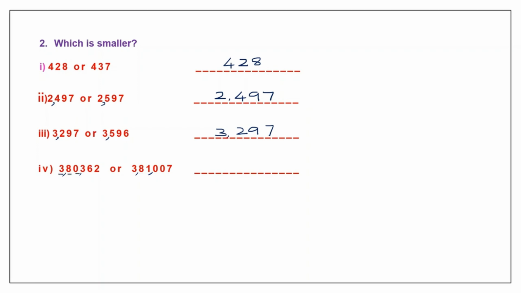So let's count the number of digits. 1, 2, 3, 4, 5, 6. We have 6 digits. 1, 2, 3, 4, 5, 6. Here also we have 6 digits. So when the digits are the same, start looking at the digit on the extreme left and look for the smaller one. So here we have 3. Here also we have 3. So if both are the same, go to the next digit. 8, 8. Both are same. Again go to the next digit. 0, 1. Which is the smaller one? The one with 0 here. So this is the number that is smaller. So let's write down that number. That is 3,80,362.